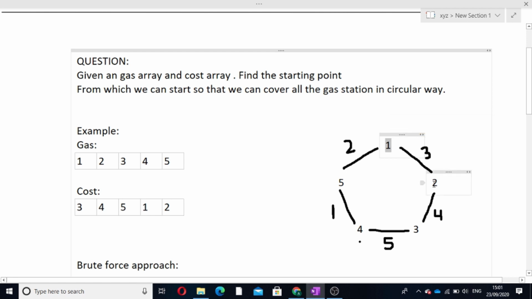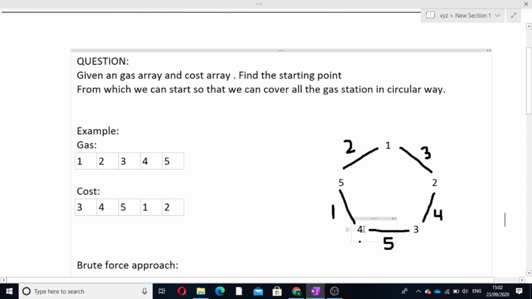Now let's look at another index. Suppose we are at this index. Our tank capacity was initially 0, but we are at this gas station, so our tank capacity will now be equal to 2. Now to move from 2 to 3, we require 4 units of gas, but our tank only has 2, so it will not be possible to move from this gas station to the next. So in this case, 2 cannot be used as a starting point.